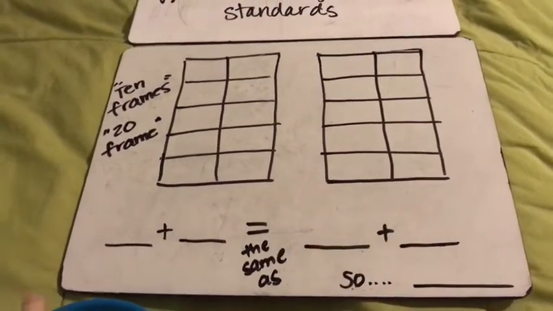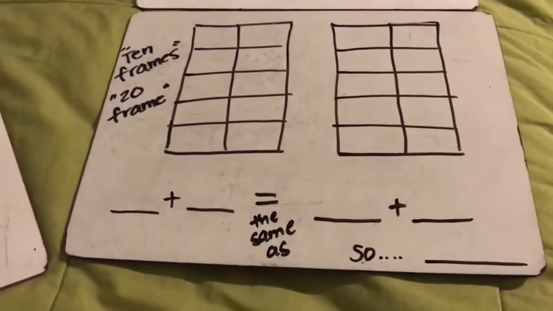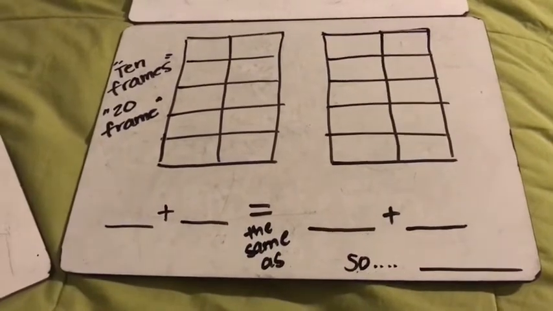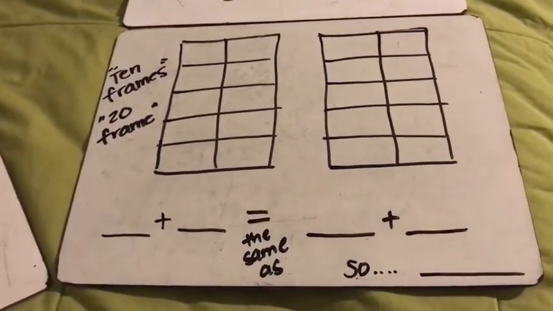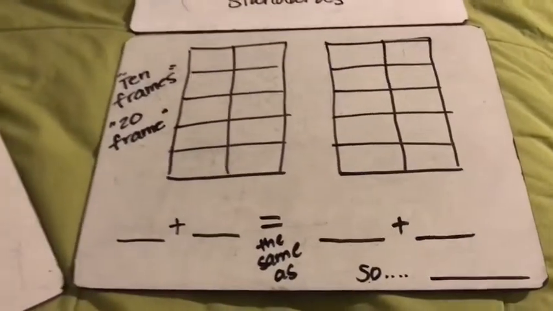Okay, these little grids on my whiteboard right now, they're called 10 frames, or if you have two of them together, sometimes they're called a 20 frame. The reason they're called 10 frames is because they can hold 10. Students start practicing with 10 frames in kindergarten, and we can use them all the way up as we explore numbers since our number system is base 10.